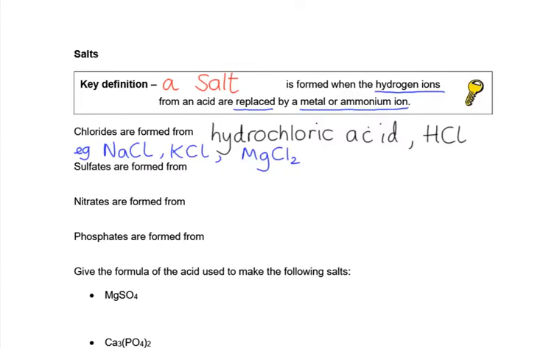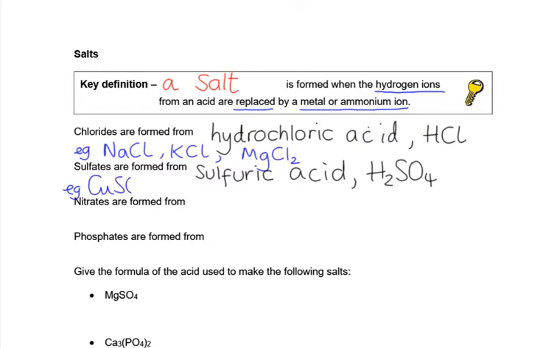Sulfates are made from sulfuric acid, H2SO4. So we've got some examples of sulfates. The one that you might have made at school, copper 2 sulfate. It's made from sulfuric acid, where we swapped the hydrogens in sulfuric acid for the metal copper. Now there's 2 H's because each one of them is 1+, but there's only 1 Cu because it's 2+.